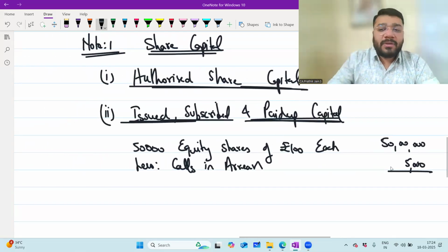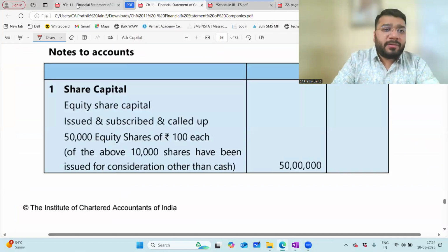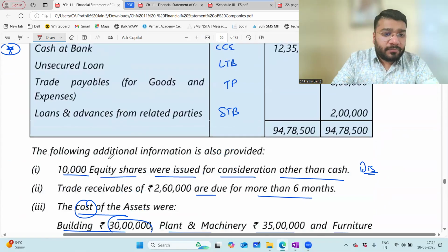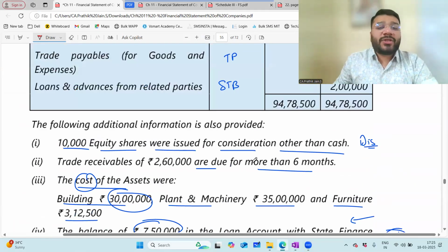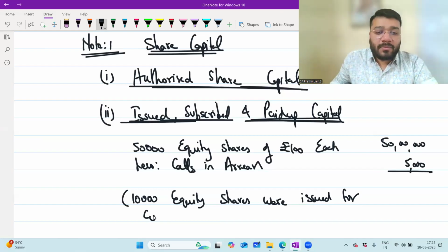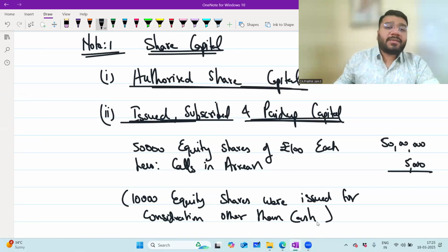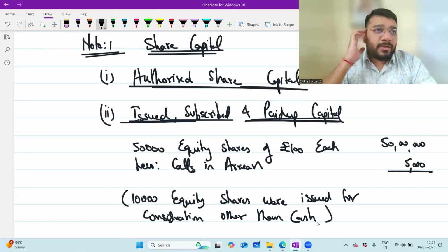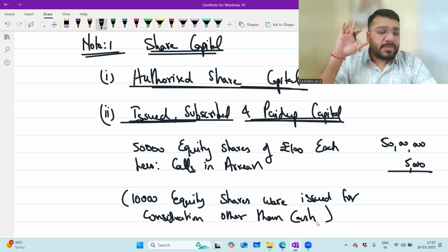Without forgetting, you have to give a disclosure. So what is the disclosure? Just copy paste from the textbook. 10,000 equity shares are issued for consideration other than cash. Only for today's class, I'll be doing the entire question along with you. In future, all the questions will be discussed and you will be doing the answers.